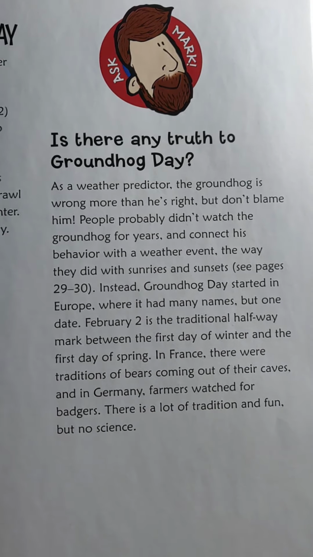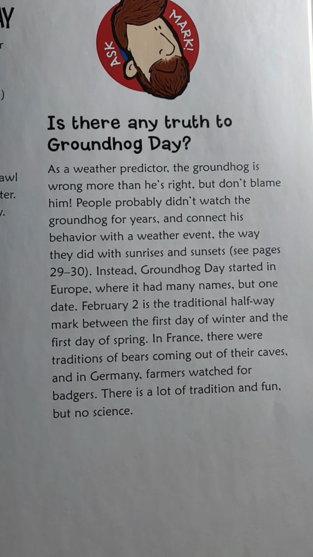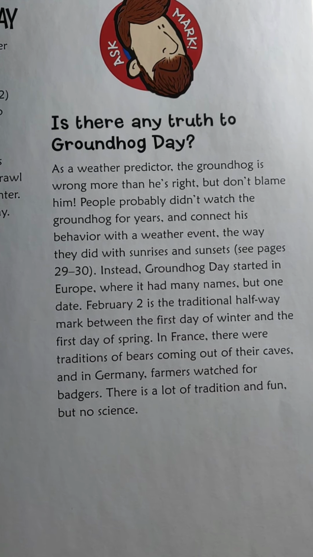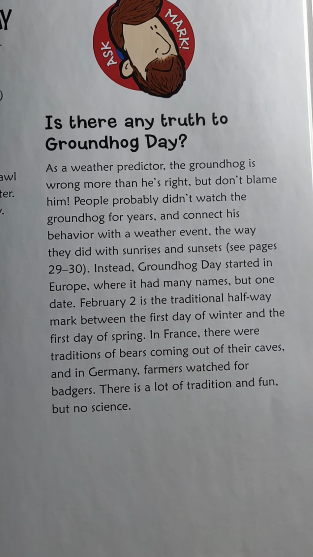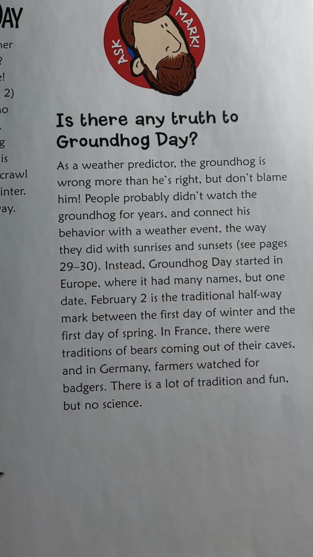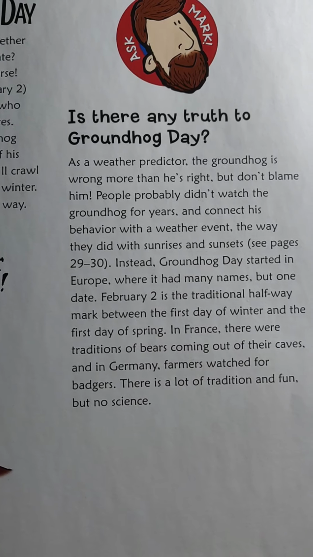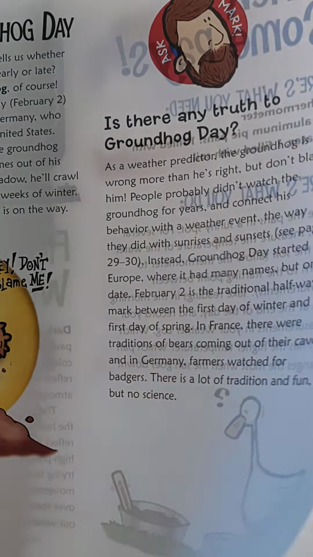Instead, Groundhog Day started in Europe, where it had many names but one date. February 2nd is the traditional halfway mark between the first day of winter and the first day of spring. In France, there were traditions of bears coming out of their caves, and in Germany, farmers watched for badgers. There's a lot of tradition and fun, but not much science.